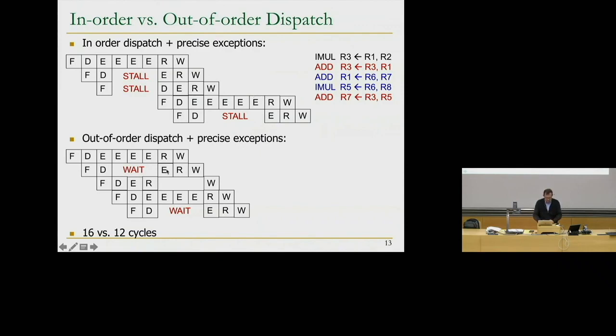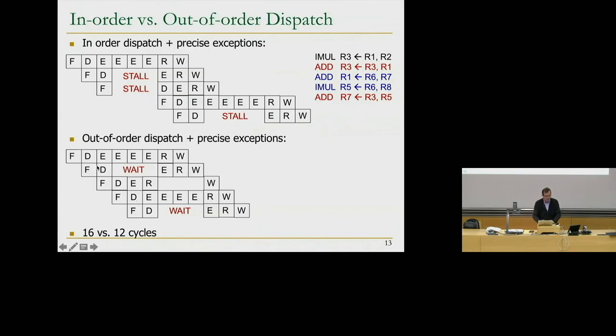Sounds not too bad. If you do out-of-order dispatch and also have precise exceptions, in the end, basically write the results into the reorder buffer, write the results into the register file in program order, this is what you do. The second instruction in the decode stage doesn't stall. It basically goes into these reservation stations and waits. Now you can fetch the next instruction. It also goes into a reservation station. It becomes available right away, and it executes. The next instruction after that can also execute.